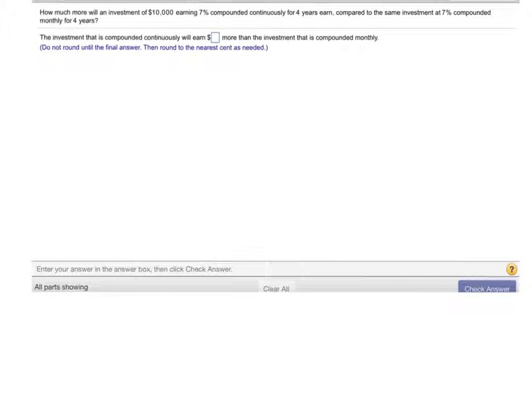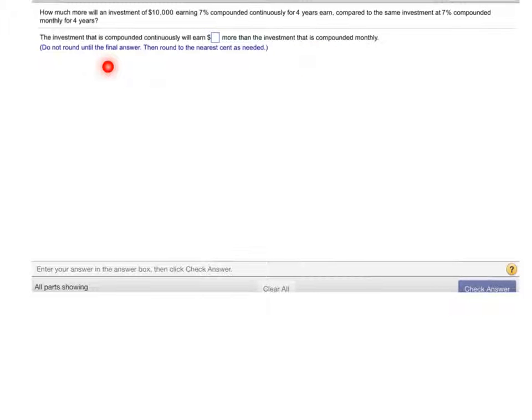Hello, Miss Sisney. I received this question that you sent me, a compound interest problem. How much more will an investment of $10,000 earning 7% compounded continuously for 4 years earn compared to the same investment, 7% compounded monthly for 4 years? Okay, let's see. Compounded continuously will earn that much versus compounded monthly.